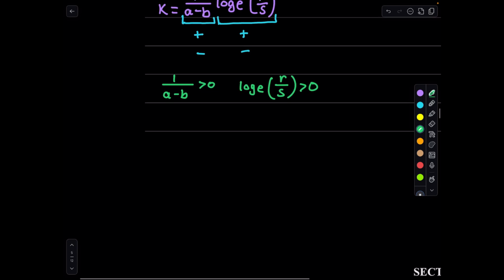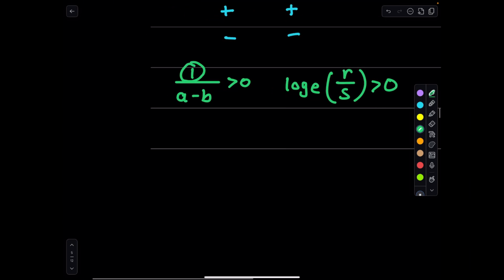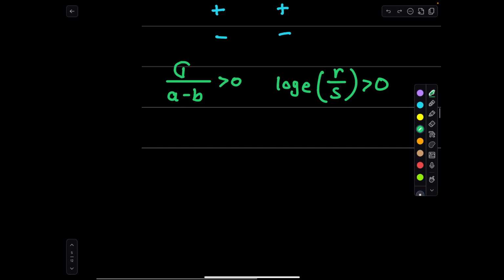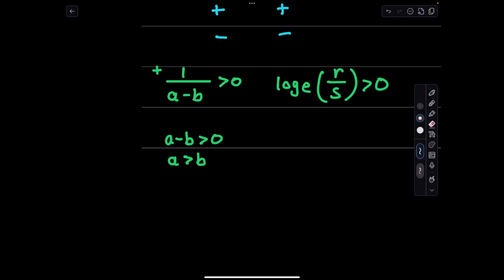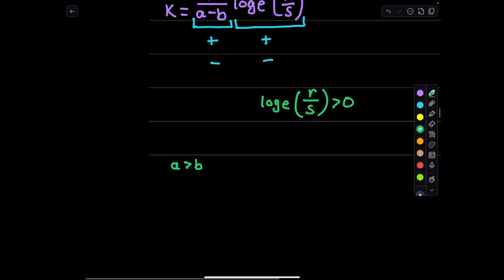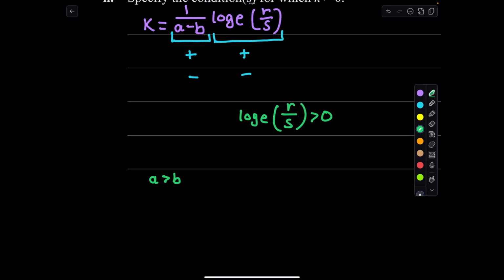Okay, now let's think about it. Here, 1 is positive. Remember, we want this whole expression to be greater than 0. If 1 is positive, we need to make sure the bottom is also positive. So we want A minus B to be greater than 0, so A is greater than B. Done. That's the first part. Now we can guarantee that this is positive, because positive divided by positive is, of course, positive. So when A is greater than B, that's the first one.